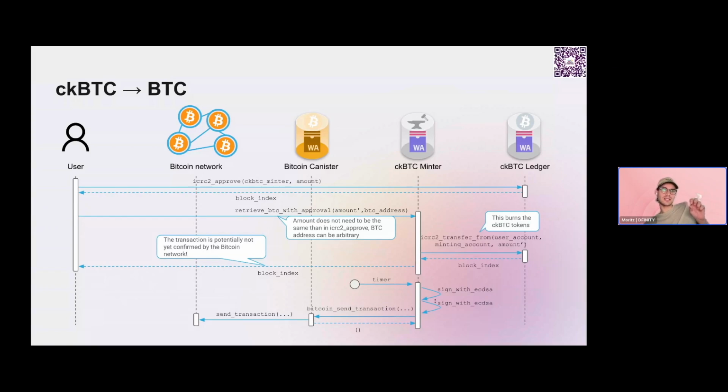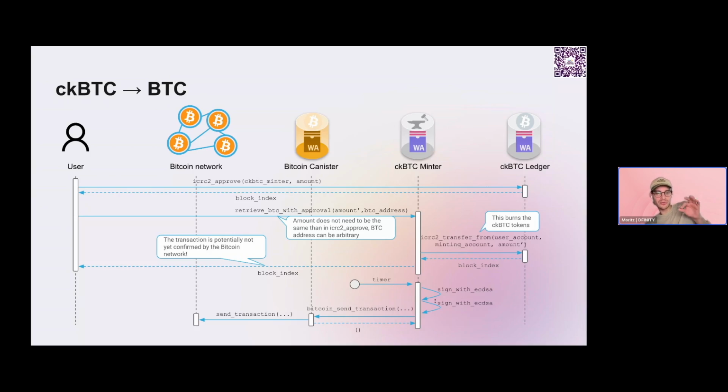And then next, you see this ICRC2 transfer. This is basically the burn event. So the ckBTC minter burns the ckBTC tokens and releases the Bitcoin on the Bitcoin network by initiating a transaction on the Bitcoin network. And this intent that you want your Bitcoin back is called a retrieval request.